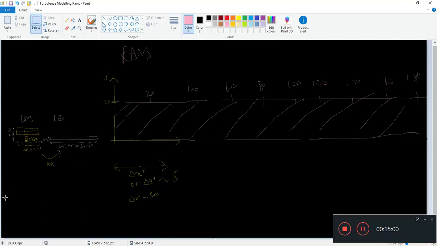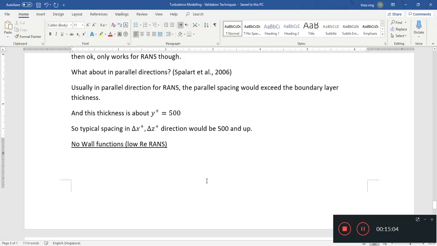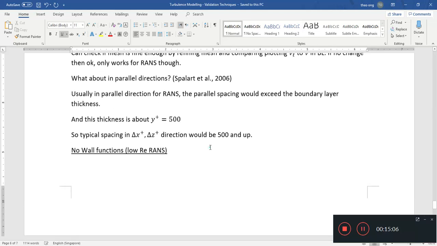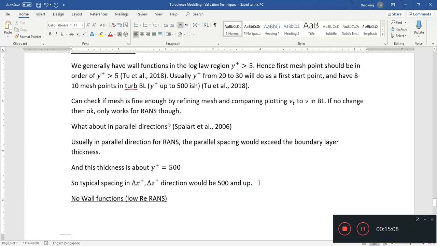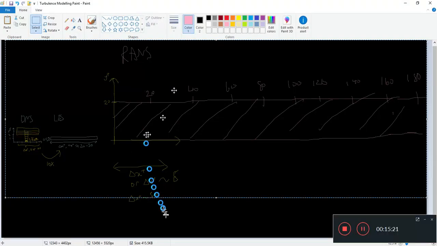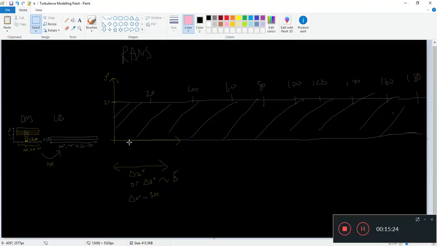So this is because we have wall functions, right? Well, it's taking very long to paste, so I'll give it some time. But you can see the difference in the order of magnitude, right? The difference in the order of magnitude is about this much.